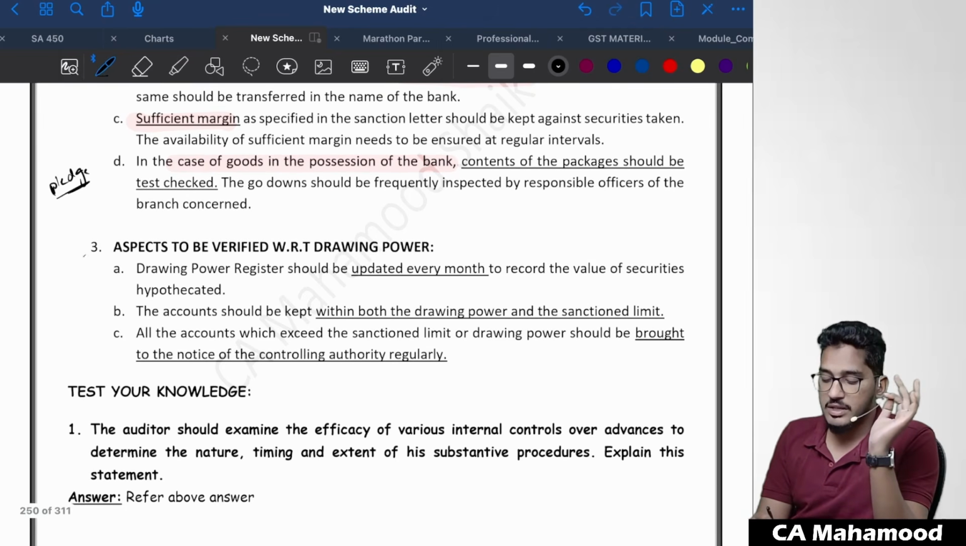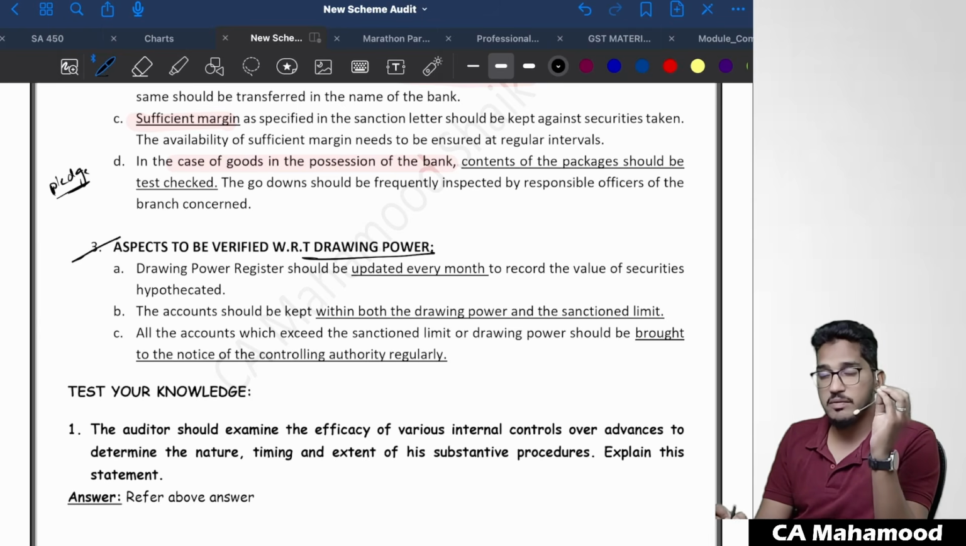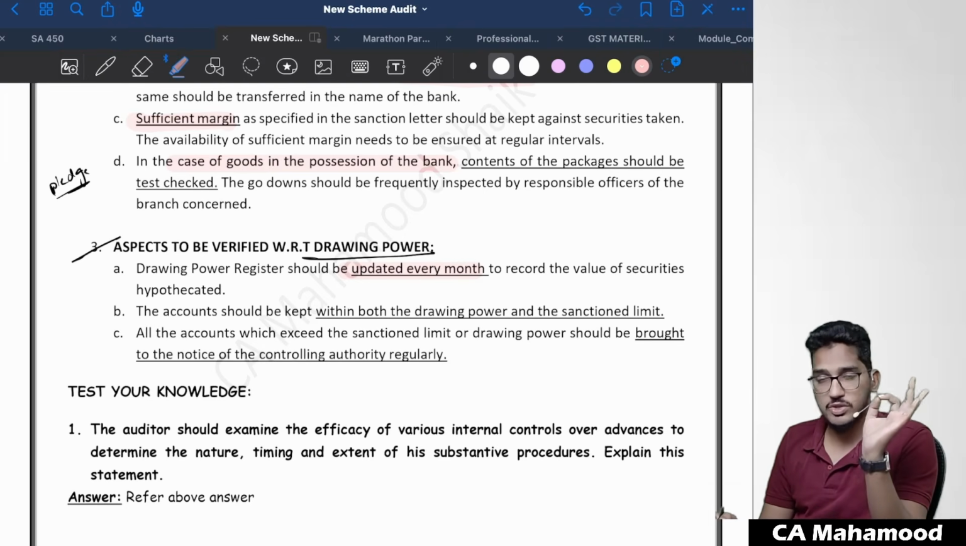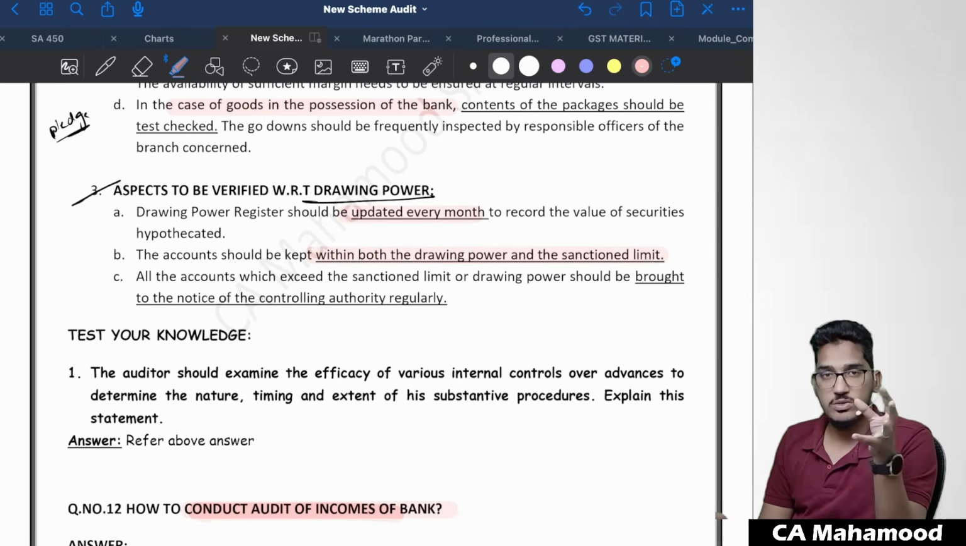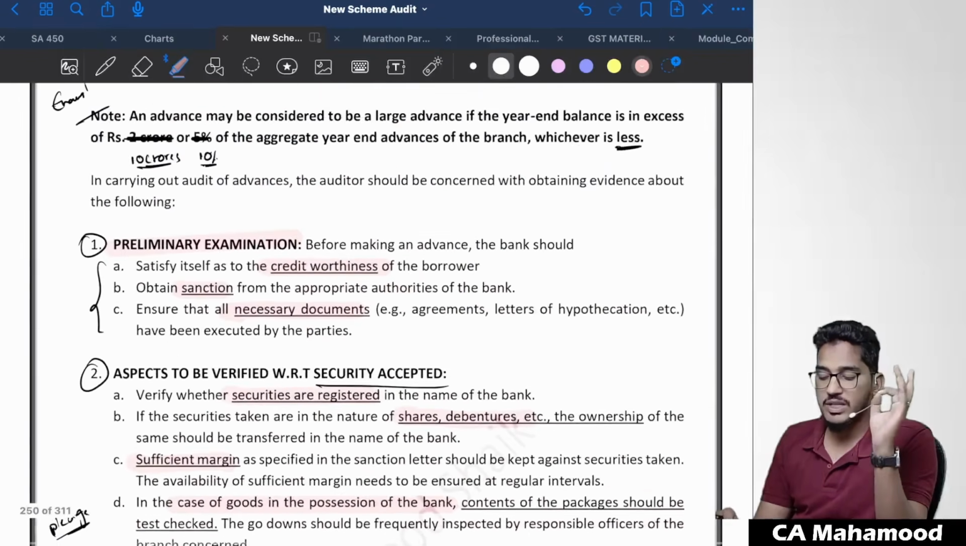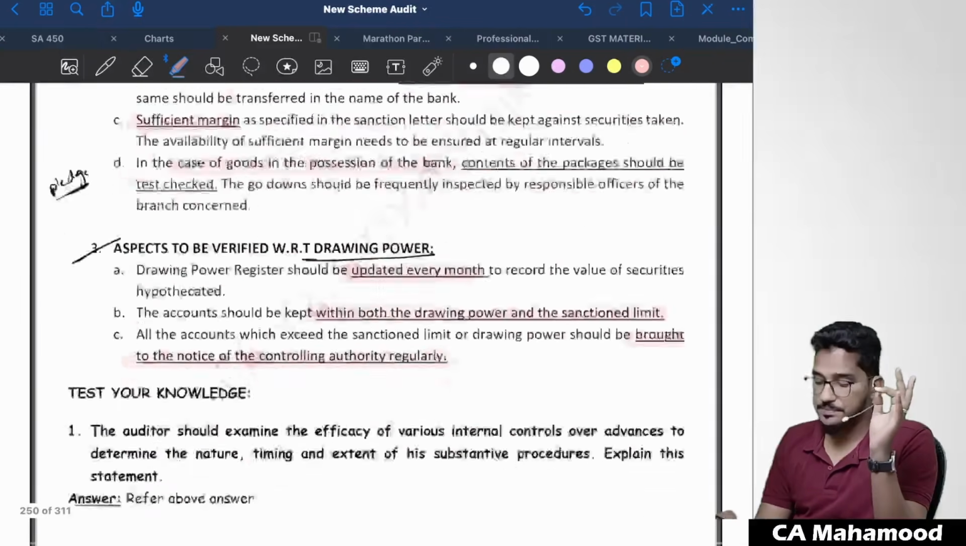Now, certain things you need to verify regarding drawing power. In case of short-term loans and advances, you need to verify some aspects relating to drawing power. What things will you check regarding drawing power? The drawing power register should be updated every month. And also all the accounts should be kept within both the drawing power and the sanction limit. No account should exceed the drawing power or sanction limit. In case you find any account exceeding the drawing power or sanction limit, that should be immediately brought to the notice of the controlling authority like the head office or RBI. You have to immediately bring it to their attention. So these are the few basic things which we need to verify regarding loans and advances.